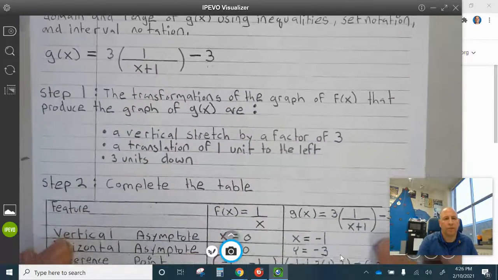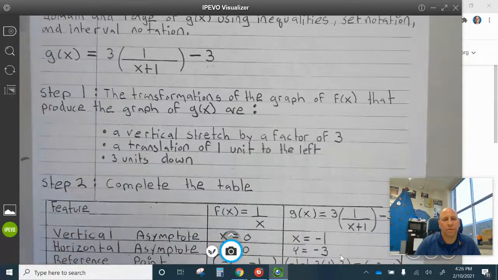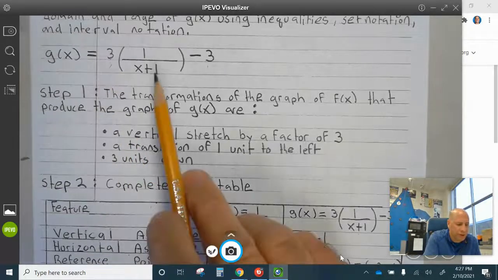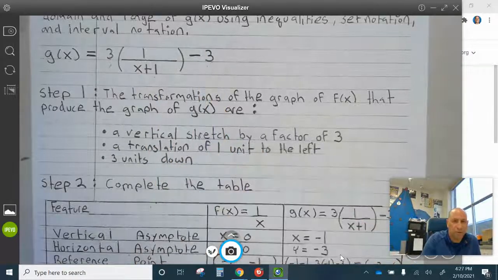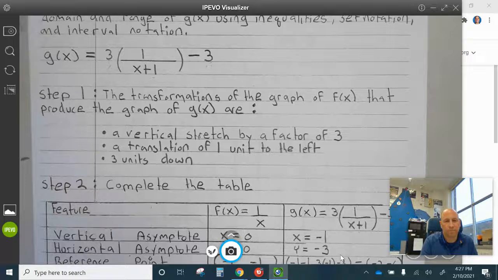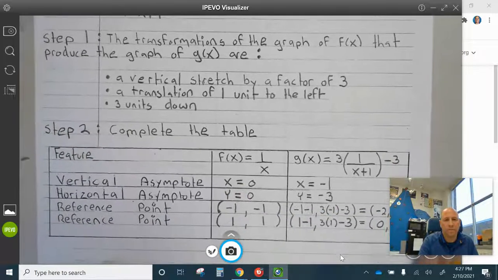Okay, so we have g of x equals 3, parentheses, 1 divided by x plus 1, minus 3. Step 1. The transformations of the graph of f of x that produce the graph of g of x are a vertical stretch by a factor of 3, a translation of 1 unit to the left, and 3 units down. Okay?